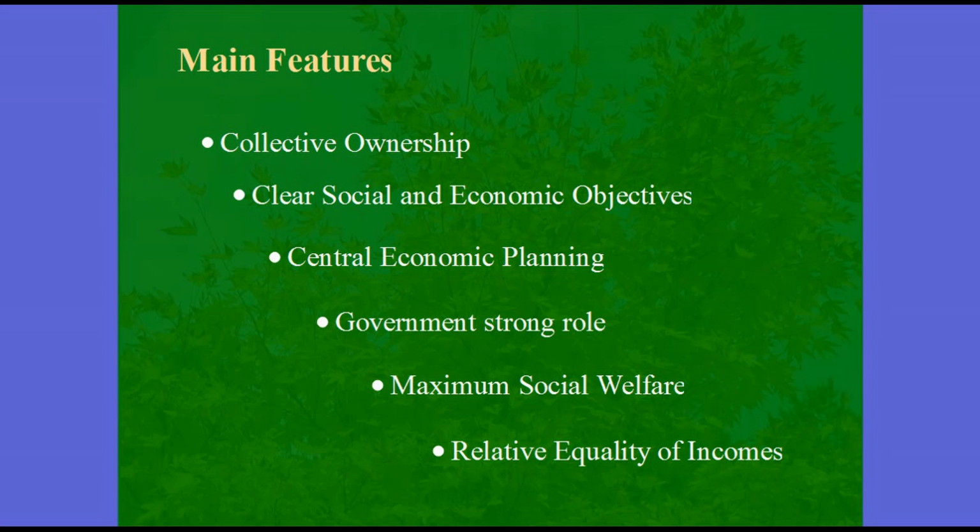Central economic planning is the other main feature. Planning for resource allocation is performed by the controlling authority according to the given socio-economic goals. This is what we have in the command economic system. The government's strong role is clear. There is complete control over all economic activities.